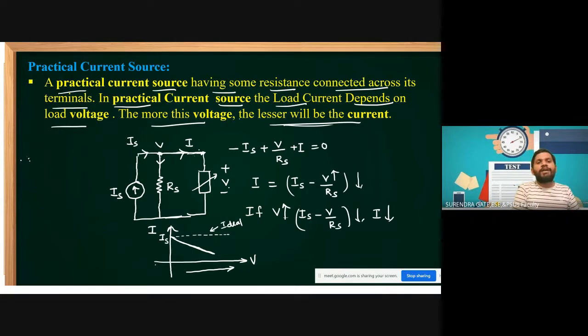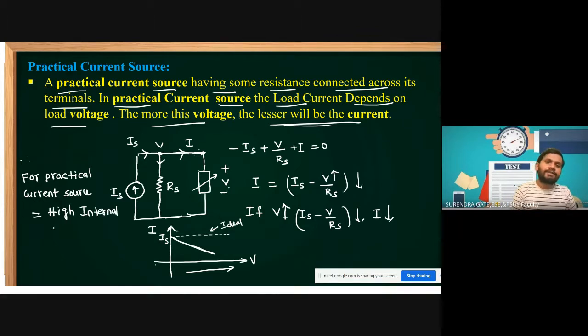But here, a very important point: what is the internal resistance of a practical current source? For a practical current source, the internal resistance is high. Why? You make the difference between practical and ideal. Ideally, infinity; practically, high. High internal resistance.